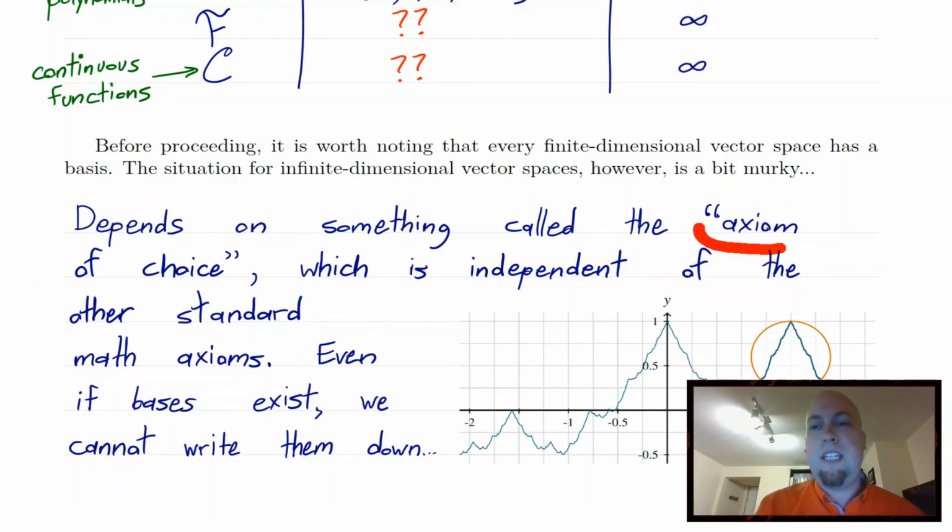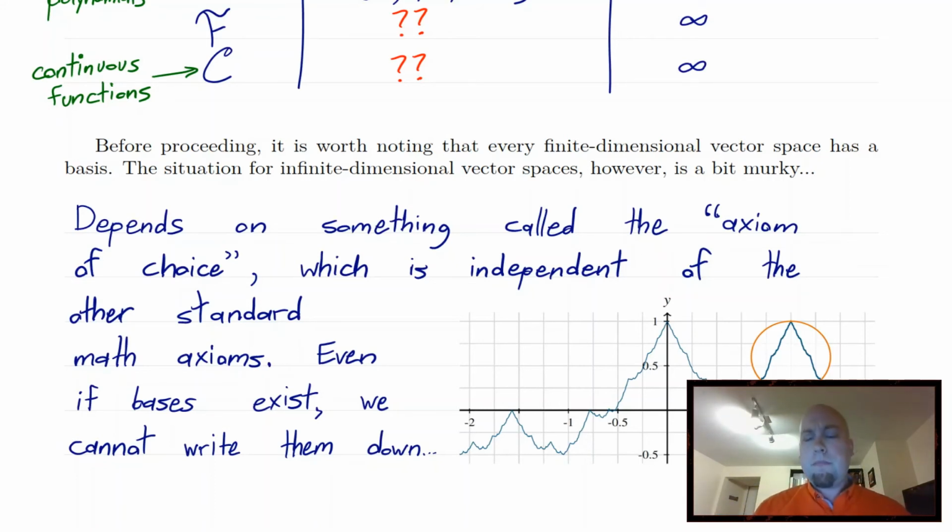It's actually equivalent to the axiom of choice. If every infinite dimensional vector space has a basis, then the axiom of choice is going to hold. And if you assume the axiom of choice, then every infinite dimensional vector space is going to have a basis.